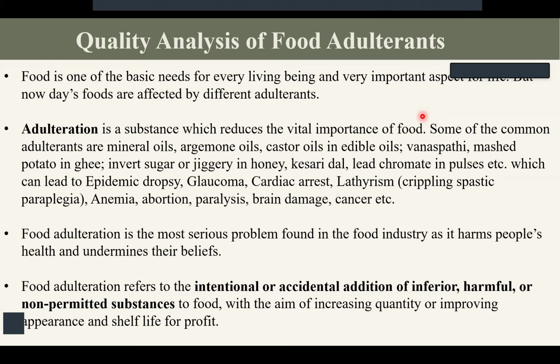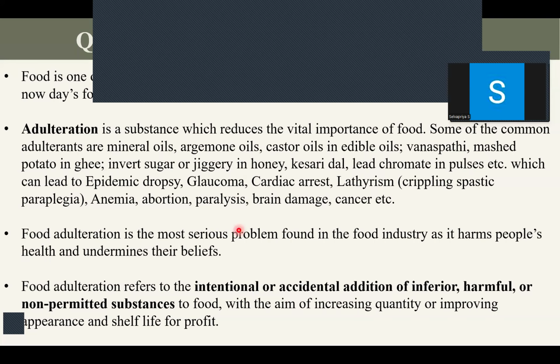But we now know that some companies that sell these tea powders or tea leaves are not doing justice. They can add components into the tea packets which are not tea leaves. Such additions reduce the vital importance of the food. The substance that is added is called an adulterant, and the process is called adulteration. Here we have some examples and the types of diseases these can cause. The most important are anemia, abortion, paralysis, brain damage, and cancer.